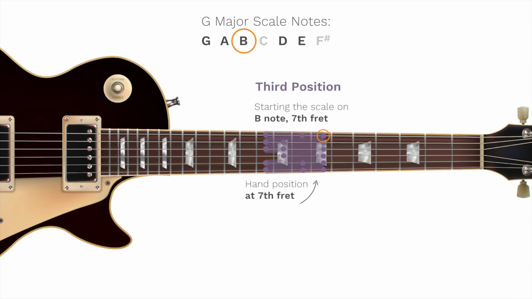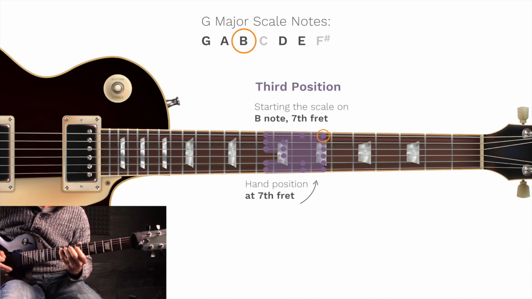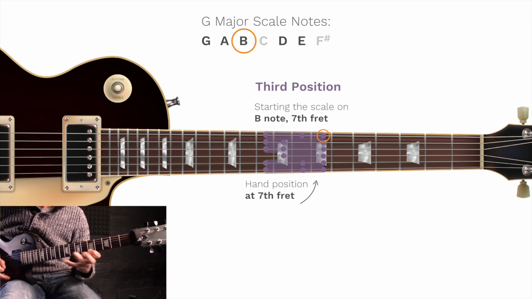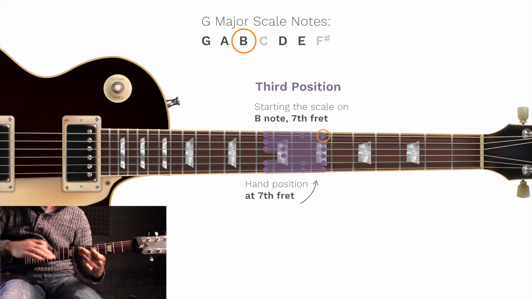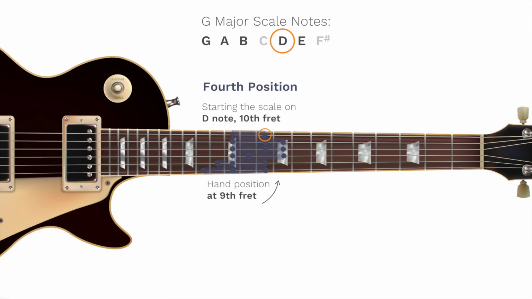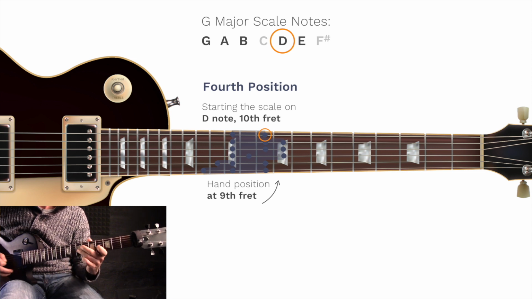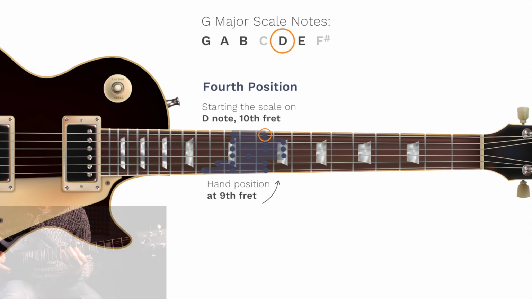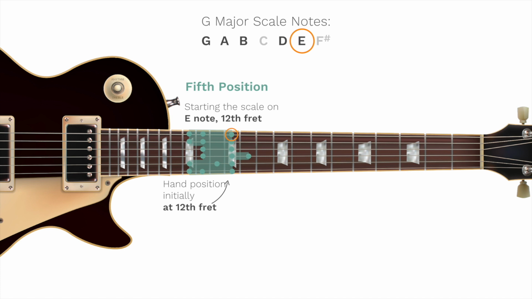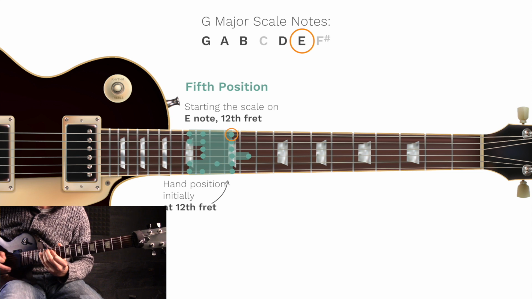The third position starts from the third note of the scale, which is B, at the 7th fret. Let's go further, using the fourth position that starts from the D note at the 10th fret. And finally, we arrive at the last, 5th position. This uses the E note as its starting point at the 12th fret.